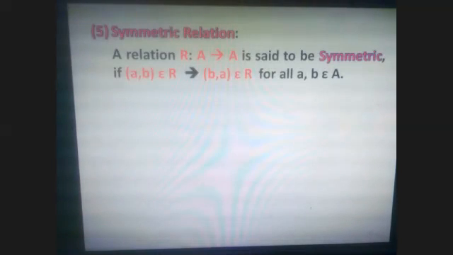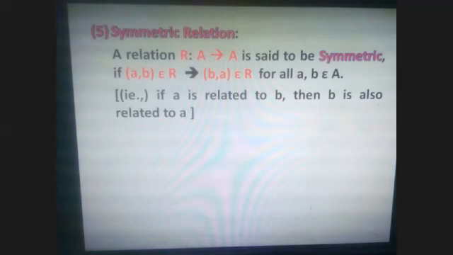Next is symmetric relation. The relation R from A to A is said to be symmetric if (a, b) belongs to R implies (b, a) belongs to R for all a and b. That means whenever a is related to b, then b must be related to a. If so, the relation is called a symmetric relation. If a is related to b, then b is also related to a. If it is true for all a and b, then it is a symmetric relation.